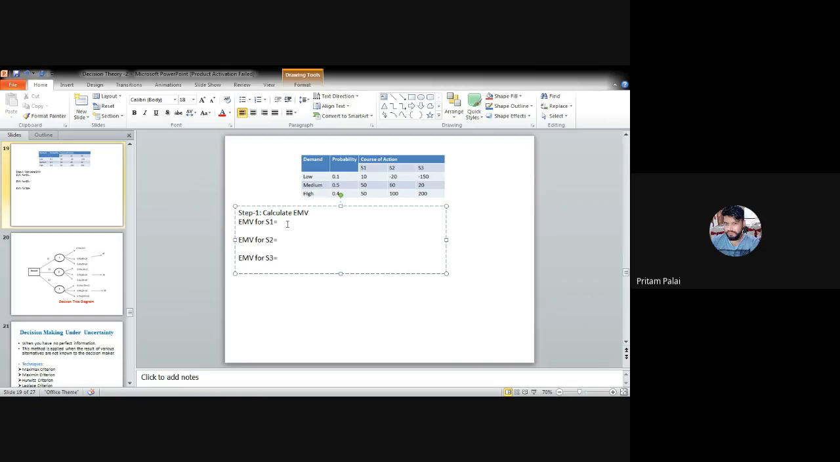So 10 into 0.10, like that. The first one is 10 into 0.1, then 50 into 0.5, and 50 into 0.4. You calculate and tell the answer. 46. Sir, 46.